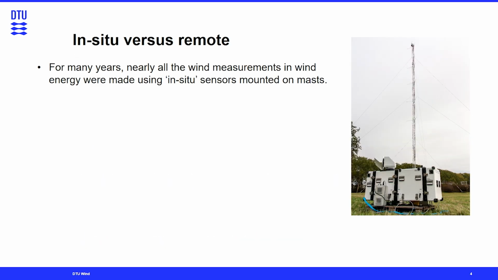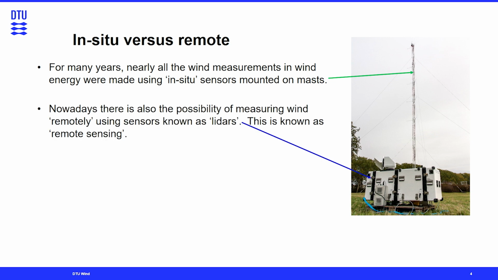So what do I mean, in-situ versus remote? For many years, nearly all the wind measurements in wind energy were made using masts with instruments like anemometers mounted on the masts, as we see in the background here. Nowadays, there is also the possibility of measuring wind remotely using sensors known as LiDARs. This is known as remote sensing.